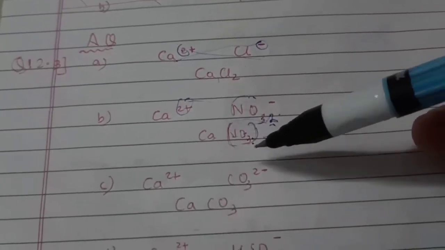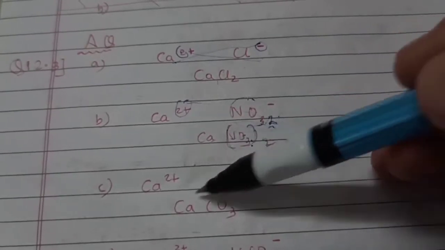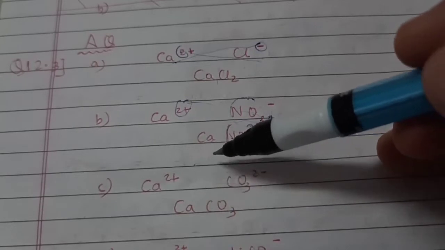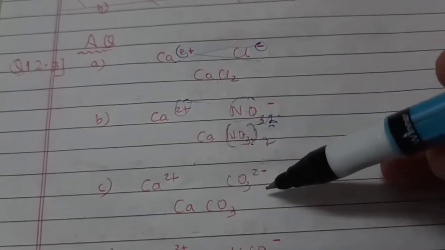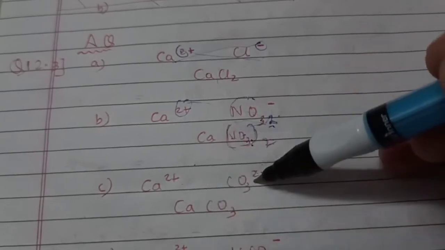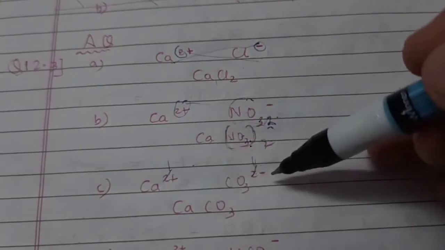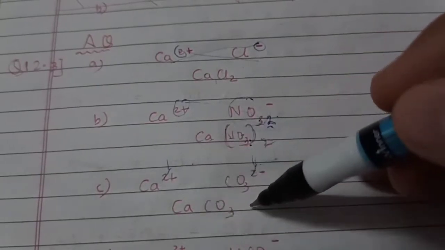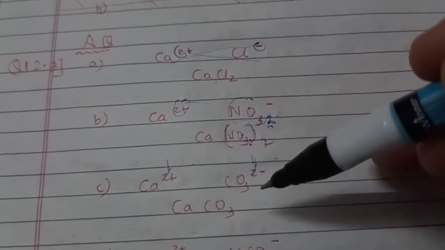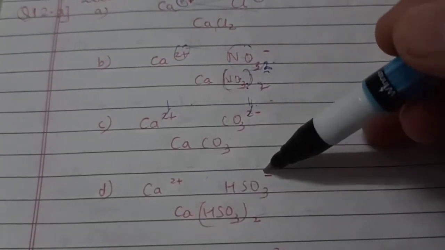Next, C part, calcium carbonate. Now, we have to do the crisscross, but always before doing it, we should check if we can reduce the valencies of the cation and the anion, of the basic radical and the acidic radical. So I can cut 2 1s and 2 1s. So now only 1s are left, and if I crisscross it and I don't write 1, this is the final answer.